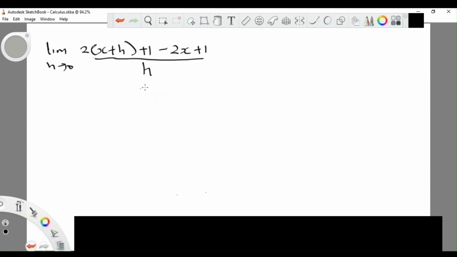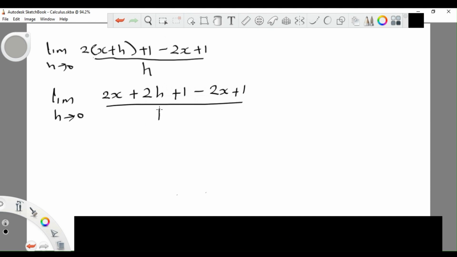So therefore we have the limit as h tends to 0. 2 times x is 2x. 2 times plus h is plus 2h, plus 1, minus 2x plus 1, over h. So the next step here is to further simplify the numerator. As you can see, we have like terms. For example, we have 2x, we have 2x, we have 1, and we have plus 1.